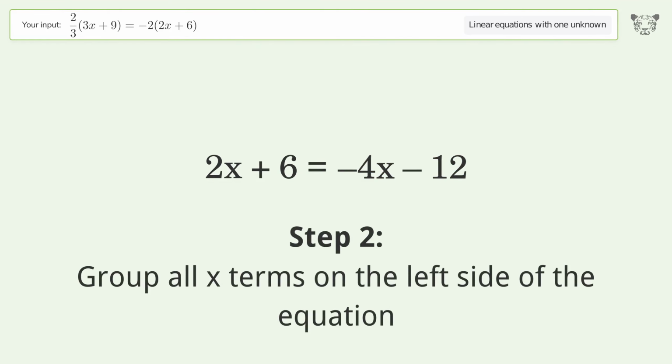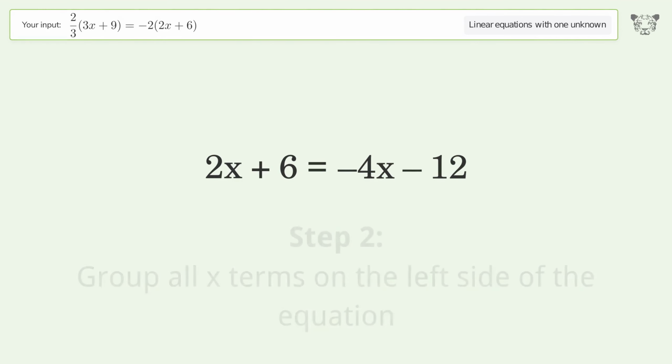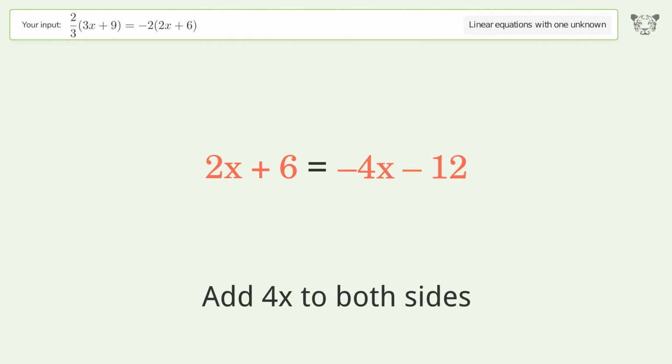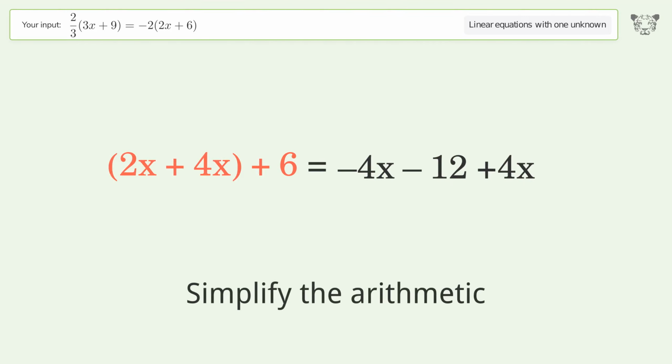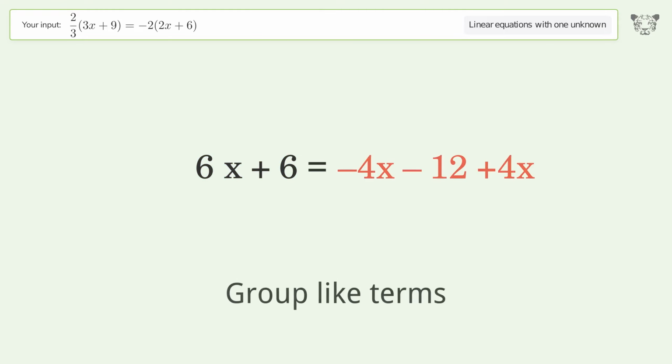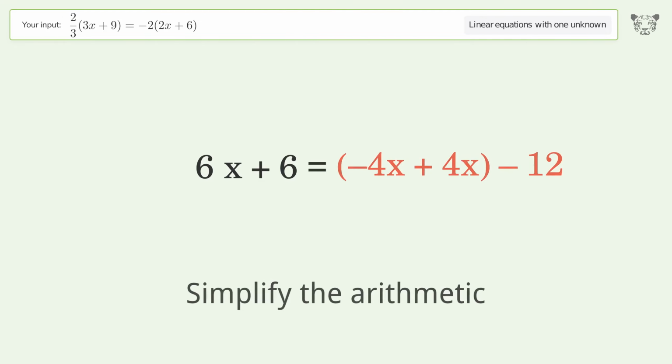Group all x terms on the left side of the equation. Add 4x to both sides. Group like terms. Simplify the arithmetic. Group like terms. Simplify the arithmetic.